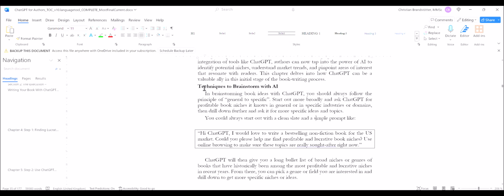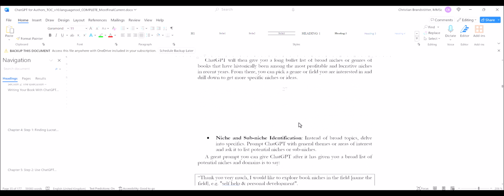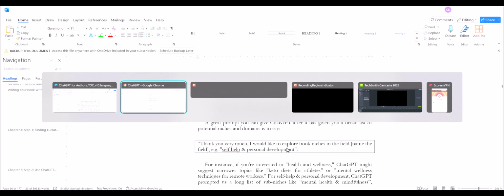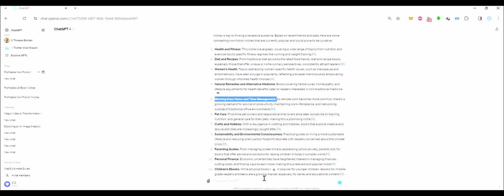Okay, first we're brainstorming with AI. And now that we have a niche or a broad niche that I'm going to pick, I will want to identify sub niches within that niche. Because the books you're going to write should be very specific and they should address a specific problem or a very targeted audience. So I'm going to copy this prompt, go here, and then adjust it for the topic I've picked.